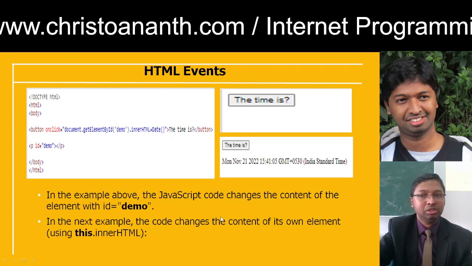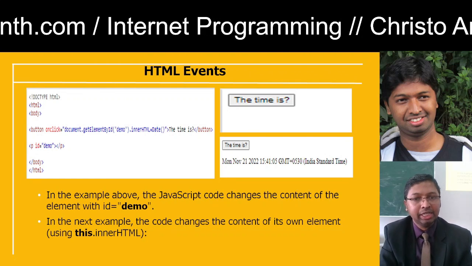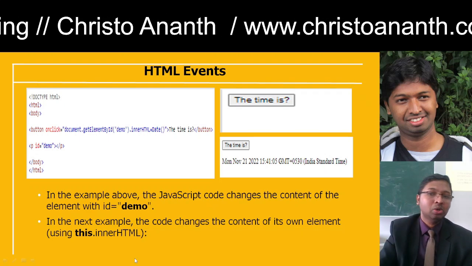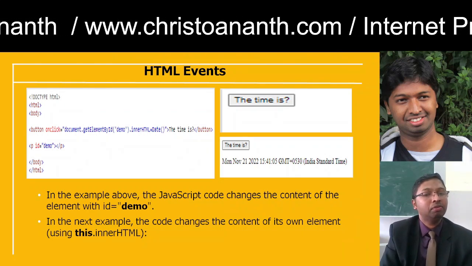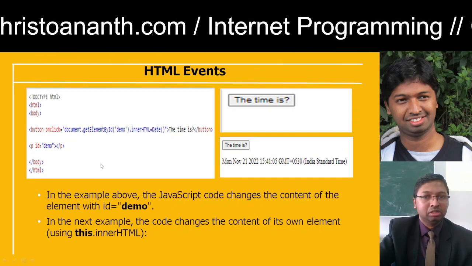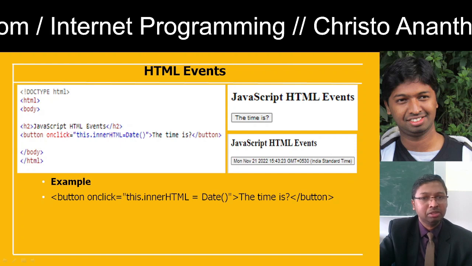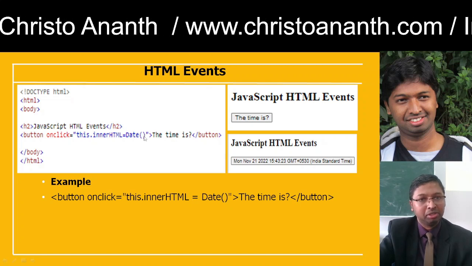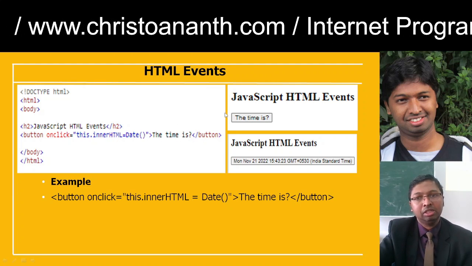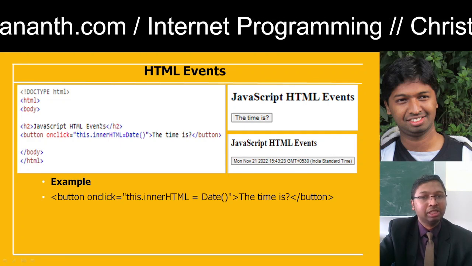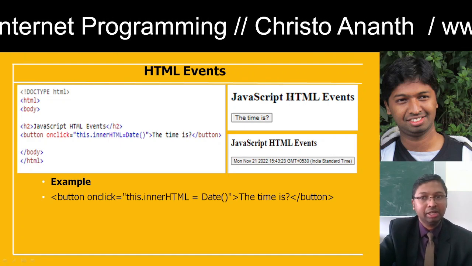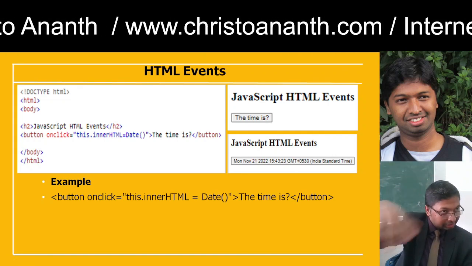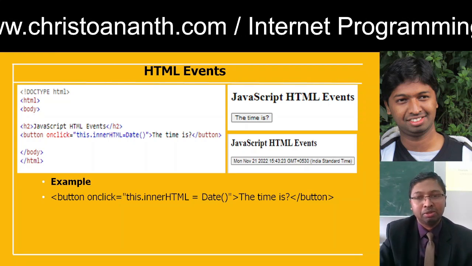Here the JavaScript code changes the content of the element with the id equal to demo, and you can also have code that changes the content of its own element, so you go for this.innerHTML. So doctype HTML, here you can see button onclick equal to this.innerHTML, the date, and the time is. Same thing. Here you will have JavaScript HTML events displayed in the H2 tag, and you'll have the time is button. If you click on this time is button, then immediately it will display the date as well as the time.